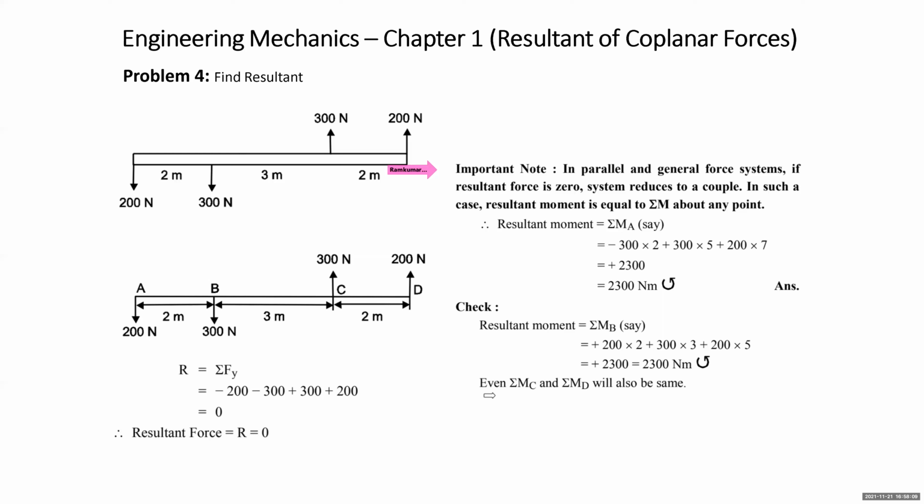Is it coming the same? I wrote here that even sigma MC, sigma MD or sigma M about any other point will also come out to be the same. But again, I'm repeating that when you are solving problems of a parallel force system or a general force system, and the resultant force comes out to be zero, immediately remember this note I have written. See, the resultant has become zero, that means it has reduced to a couple. If it has reduced to a couple, then the resultant moment comes in, and the resultant moment is sigma M about any point. Take any point, it will come out to be the same only. Is that clear?